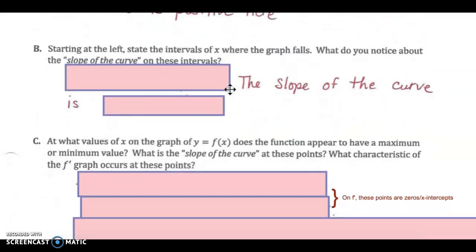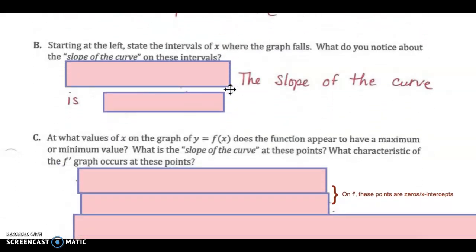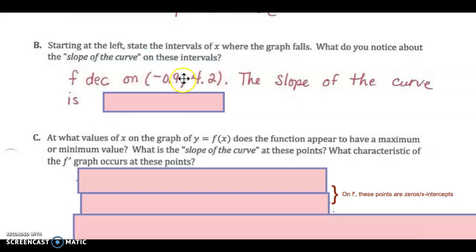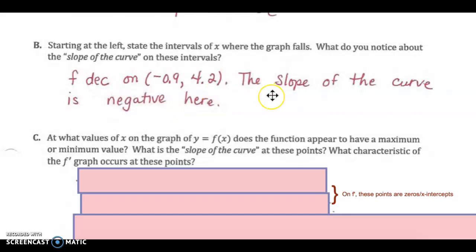And then it says, starting at the left, state the intervals of x where the graph falls. What do you notice about the slope of the curve on these intervals? So we've already said that between -0.9 and 4.2 is where it decreases, and the slope of the curve is negative. It's going down to the right.